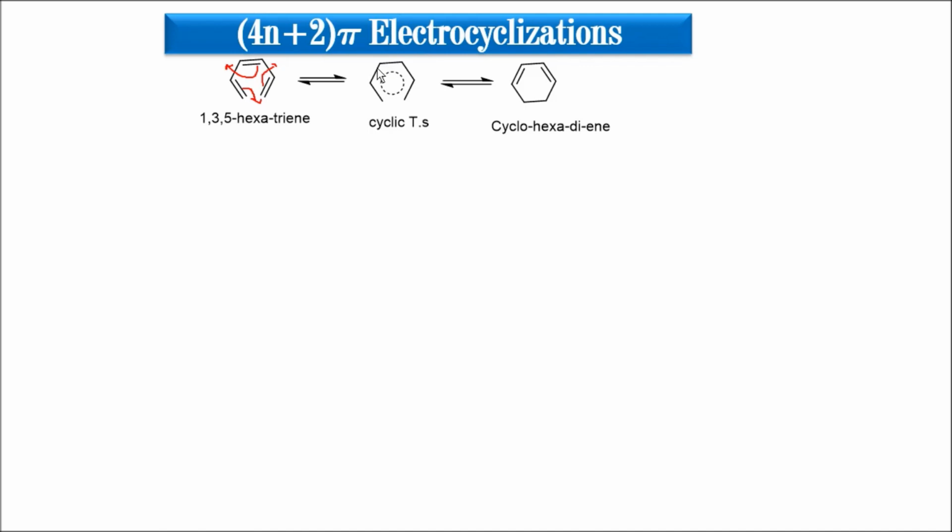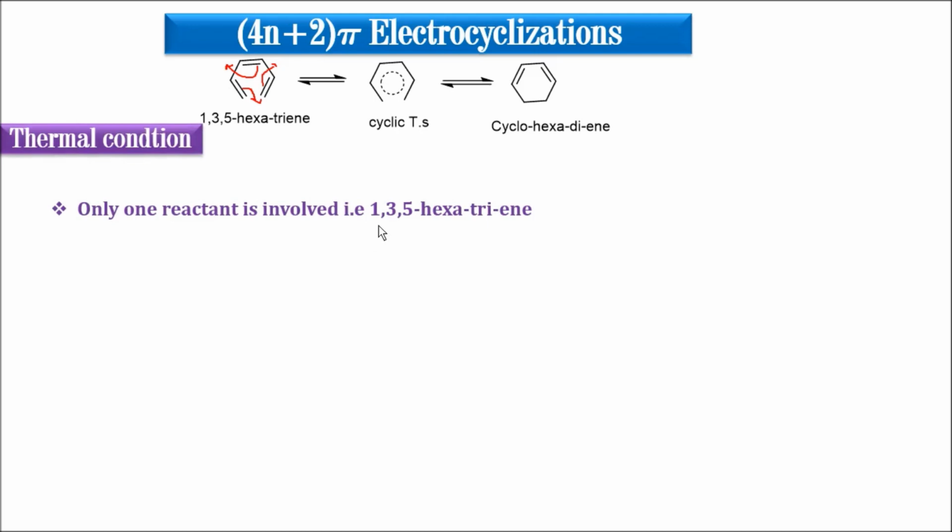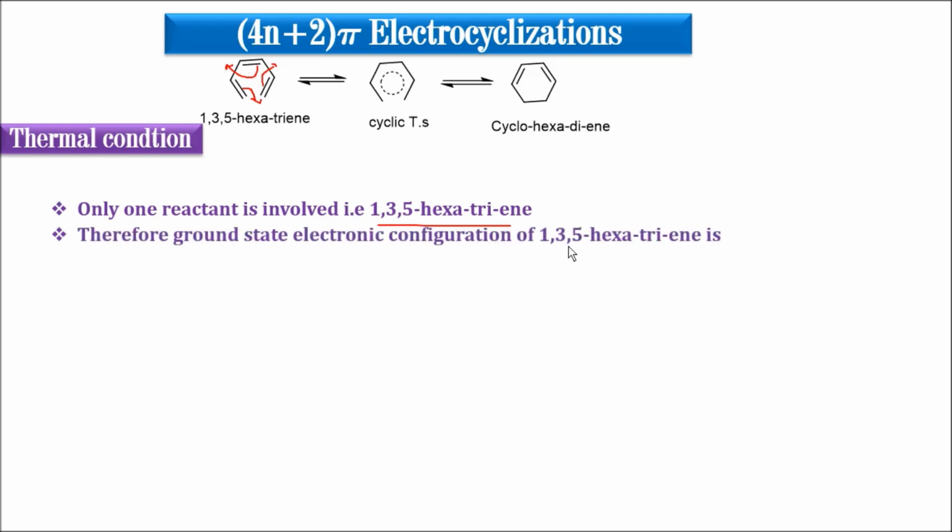To explain the allowed conditions, first we take thermal condition, and here the reaction involves a single reactant, 1,3,5-hexatriene. Since we are explaining under thermal condition, you have to write the electronic configuration in the ground state. 1,3,5-hexatriene has 6 carbons, and the 6 carbons undergo sp2 hybridization.